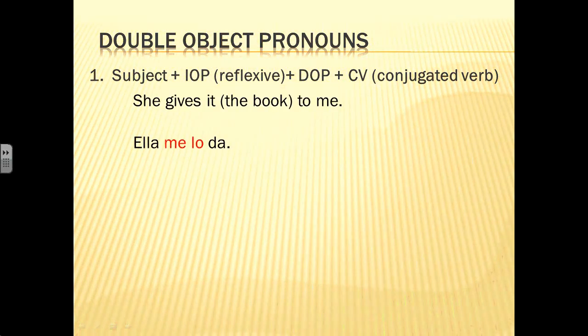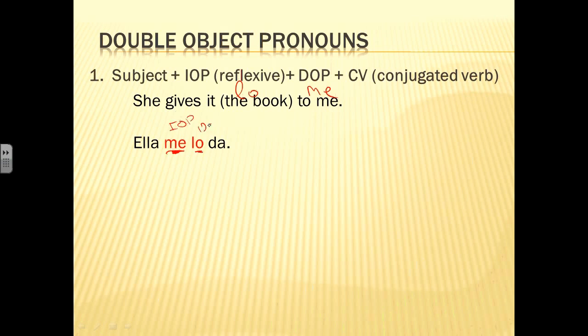Un ejemplo. She gives it to me. And we're talking about the book. So the book is lo, and to me is me. Okay, when you rewrite it, ella me lo da. So that's the indirect and the direct.